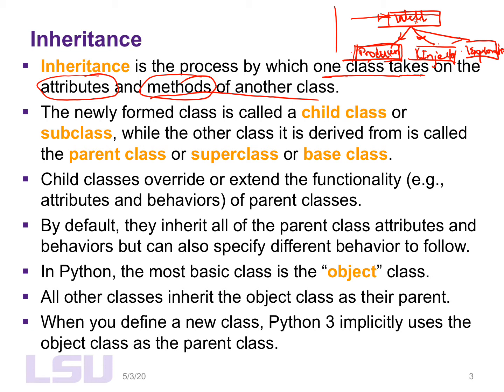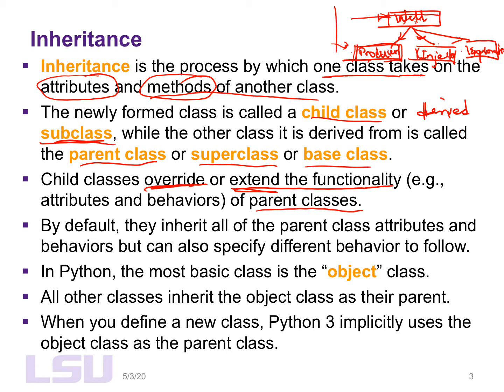The producer, injector, and exploration are the child classes, whereas well is the parent class. Another name for parent class is superclass or base class. Another name for the child class is subclass or derived class. So child classes, like I explained, override or extend the functionality of the parent class. How do you extend functionality? By modifying attributes and behaviors, properties and methods.